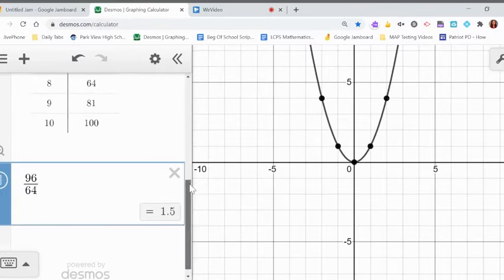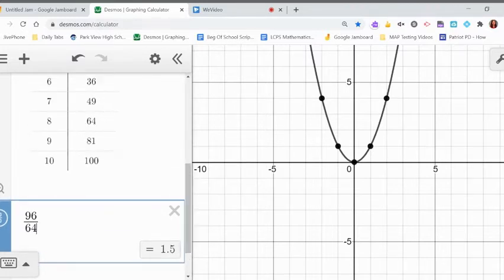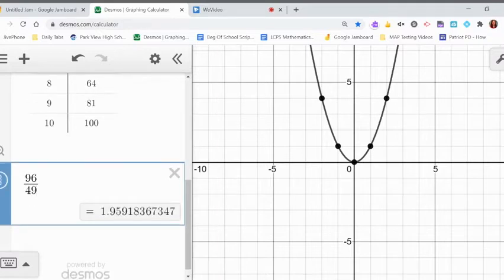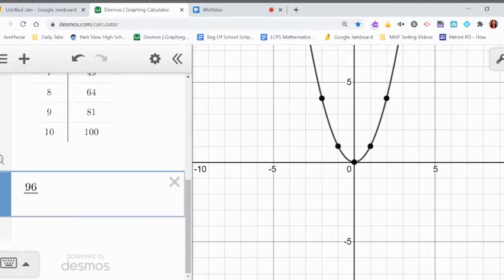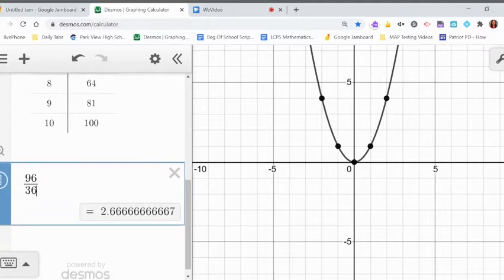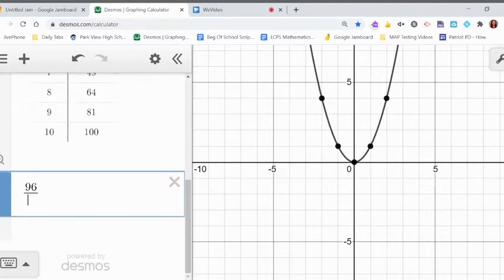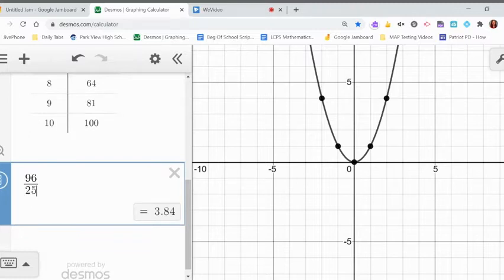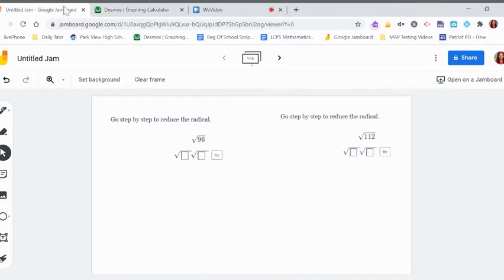Still a decimal, that doesn't work. You're going to keep going up the list. 49 doesn't work. Okay, keep going up my list. The next one should be 36. Nope. 25. Nope. 16. There it is. 16 and 6. Okay, so those are my two numbers that I'm going to come over here and put underneath the radical. So here I'm going to put 16 here and 6 here.